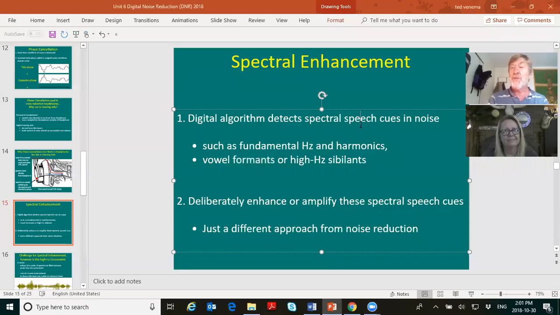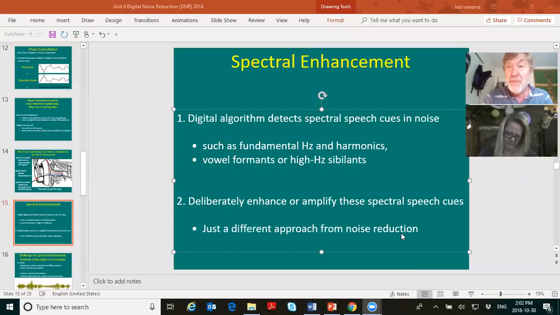The digital algorithm detects spectral speech cues in noise, such as fundamental frequency, harmonics, vowel resonances, high-frequency sibilants, and it deliberately enhances or amplifies these spectral speech cues. It's just a different approach from noise reduction. Instead of trying to get rid of the noise, it's trying to amplify the speech. Instead of trying to decrease the noise, it's saying, no, leave that approach alone. Let's increase the speech. Either way, the idea is to increase signal-to-noise ratio. Either way, that's what you want to do.